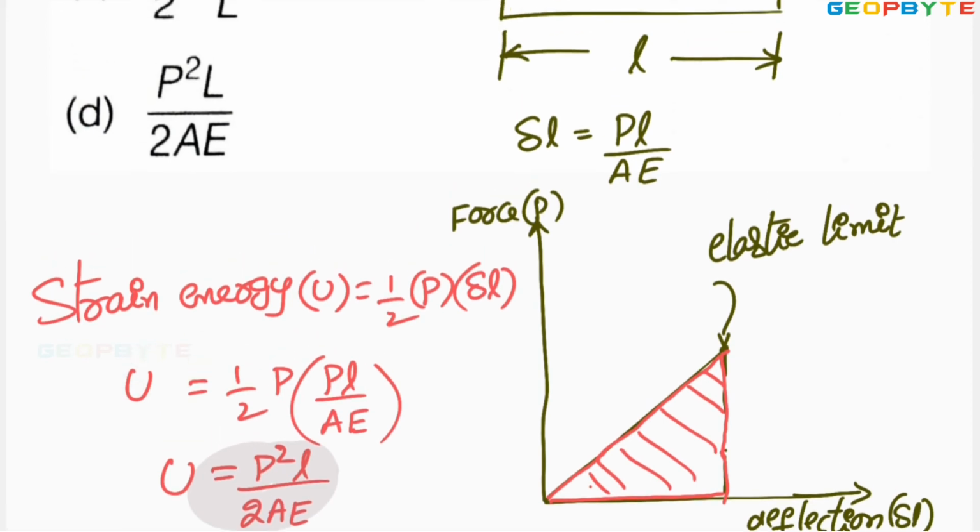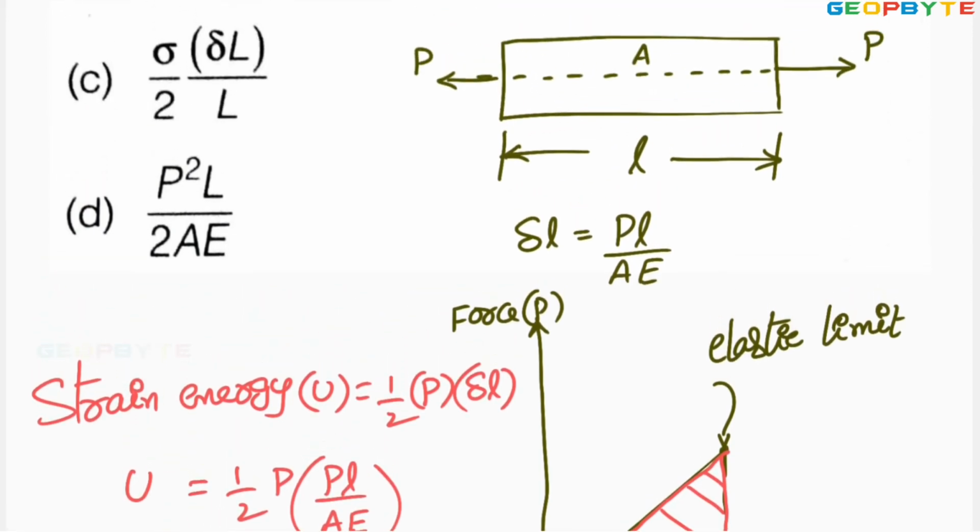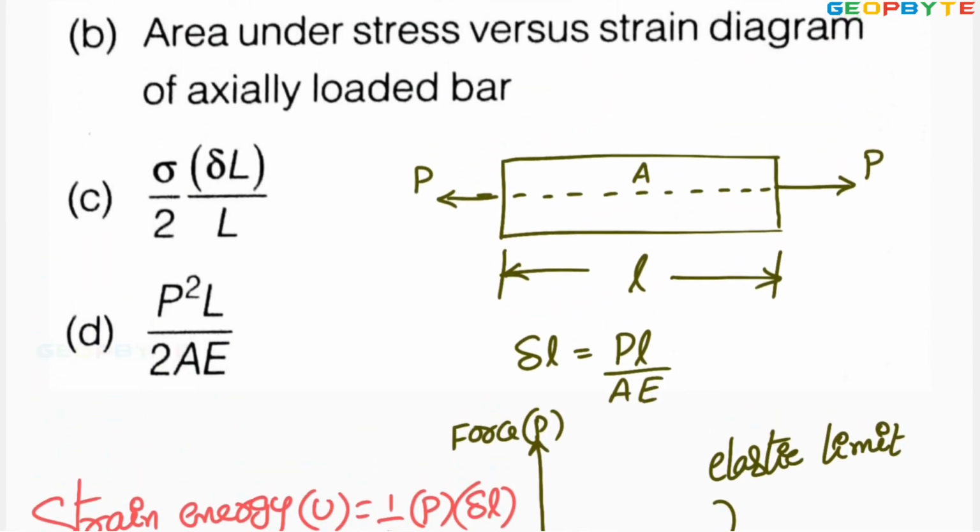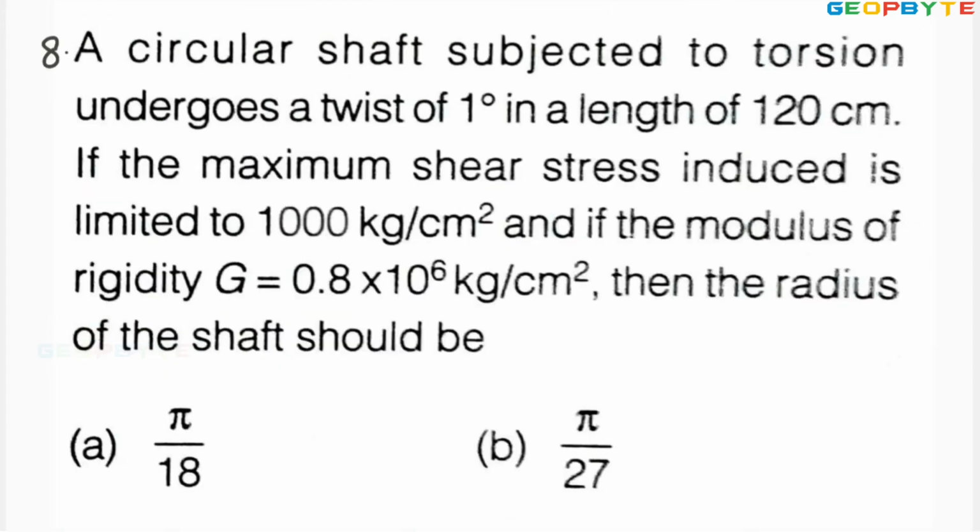Now let us move to the options. Look at the option D. Straight away I can select the option D, P square L by 2AE. Therefore, my dear friends, option D is absolutely correct. Let us go for the next problem.